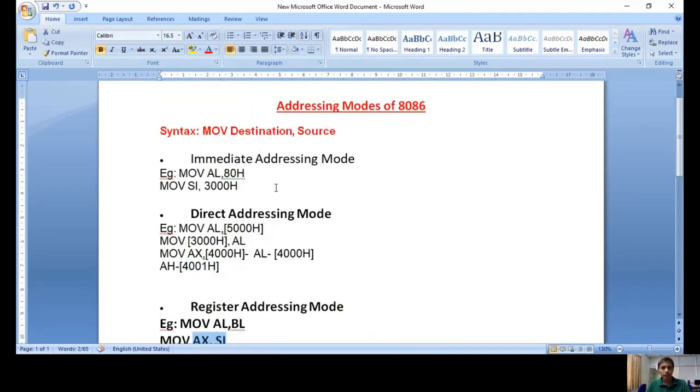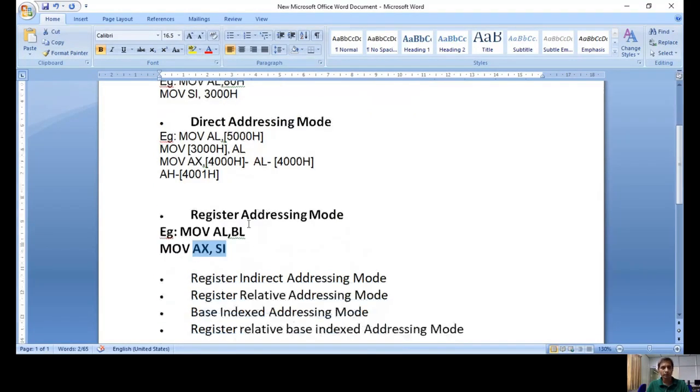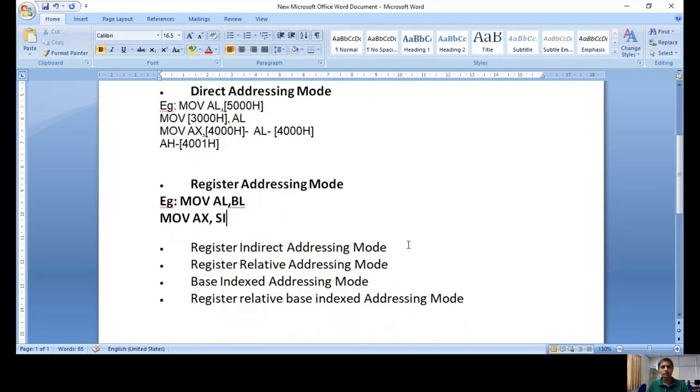So in immediate addressing mode, the source operand must be data, whereas in direct addressing mode, between the source operand and the destination operand, one must be an address and the other must be a register. Whereas in register addressing mode, both the source operand and destination operand are registers.